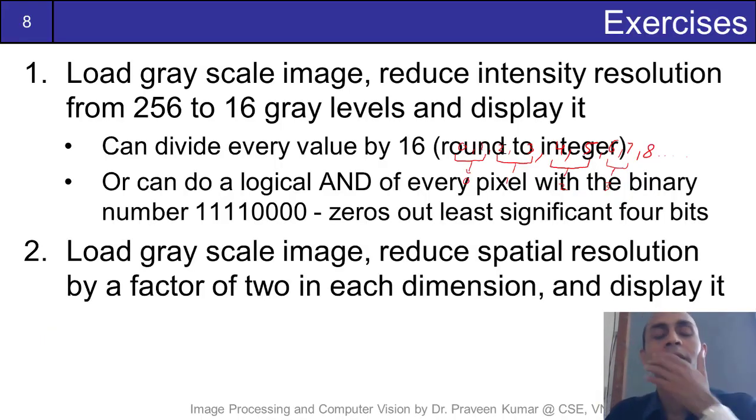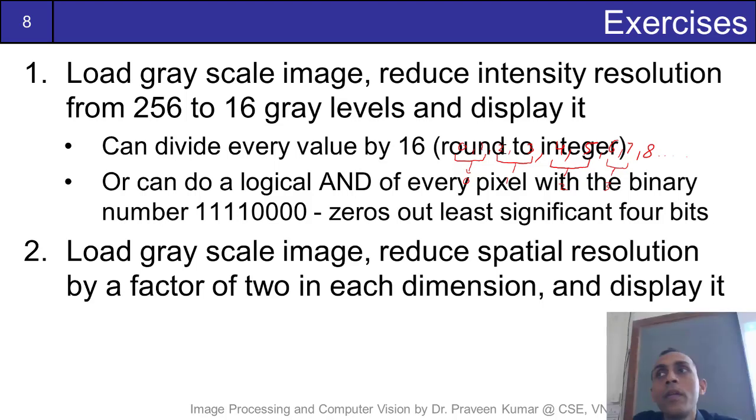What about the second exercise? Instead of intensity resolution, let us say you just want to reduce the spatial resolution by a factor of 2 in each dimension. What will we do? The image size will get reduced to 1/4. One suggestion is to read two values and take an average of that value.